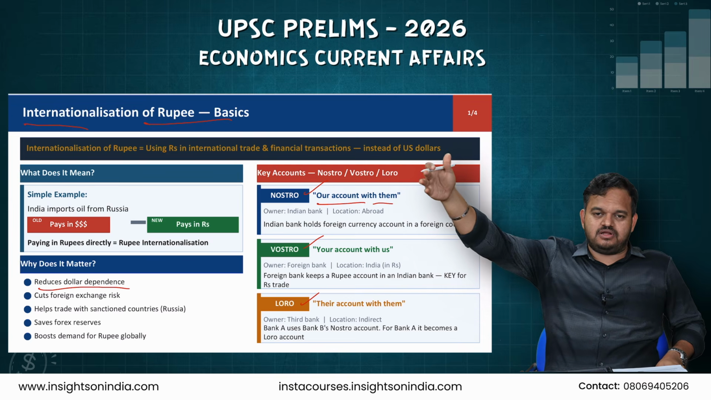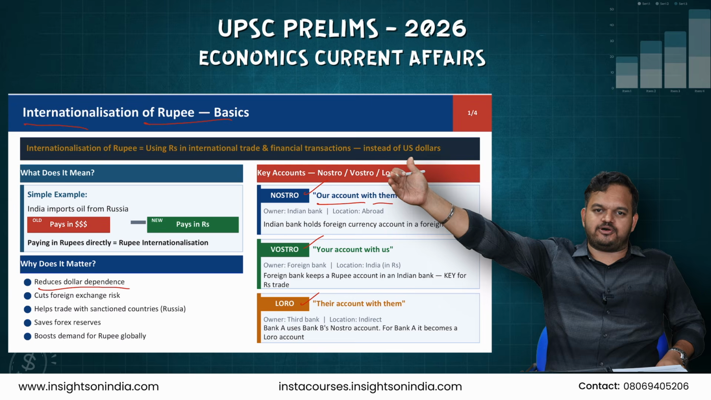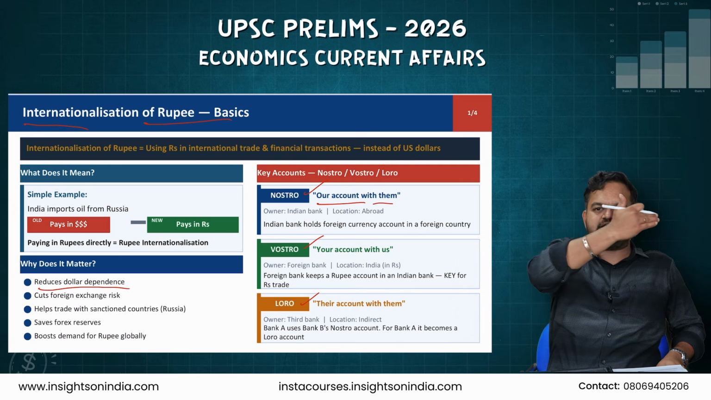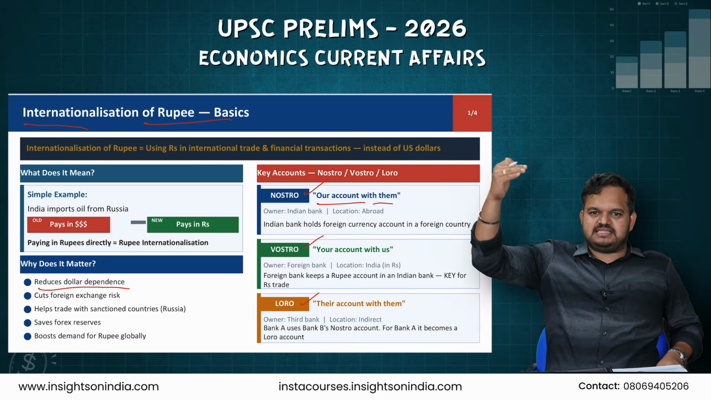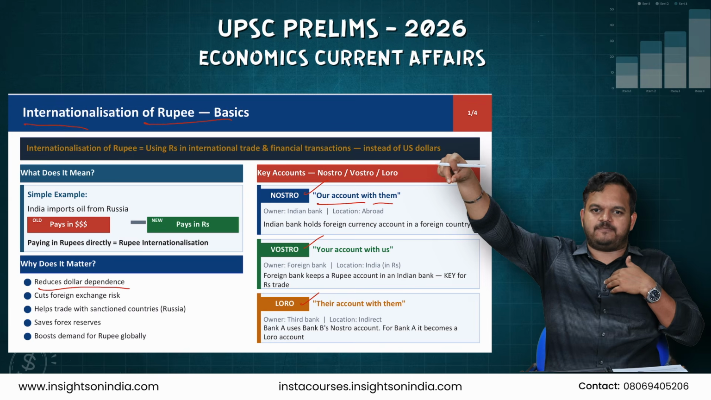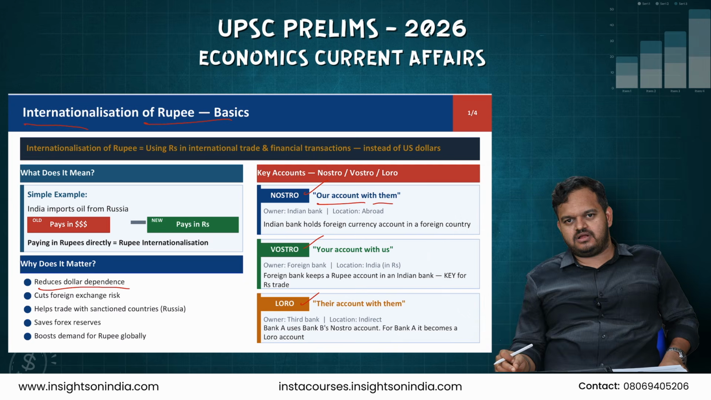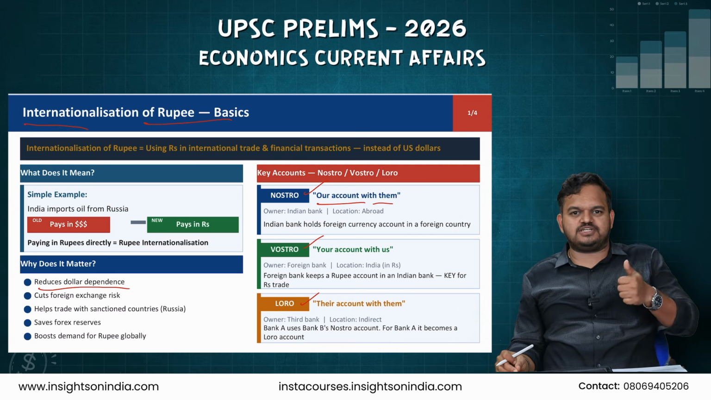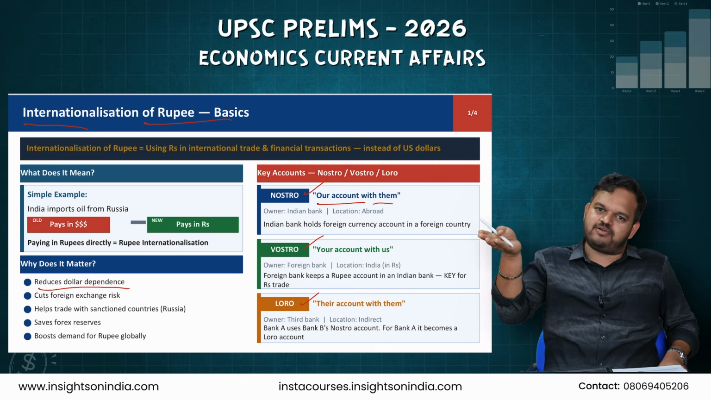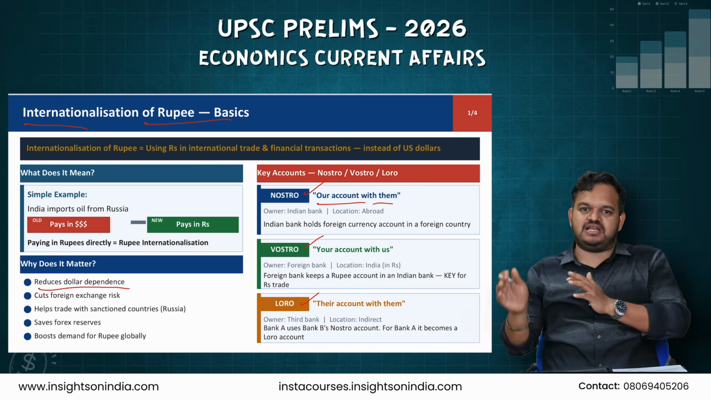Why is it being used? Let's say an Indian company is exporting something to Russia. The Russian company which is importing has to pay back. Earlier, they used to change it to dollars and then dollars to rupees. Now they will deposit the local currency equivalent of the trade value in the Nostro account of the Indian bank, which is located in Russia. It will be in Russian currency only. Then how is it going to be used? For example, if I am importing something from Russia, I will pay from that money. Or if I am investing in Russia, I will invest through that account.